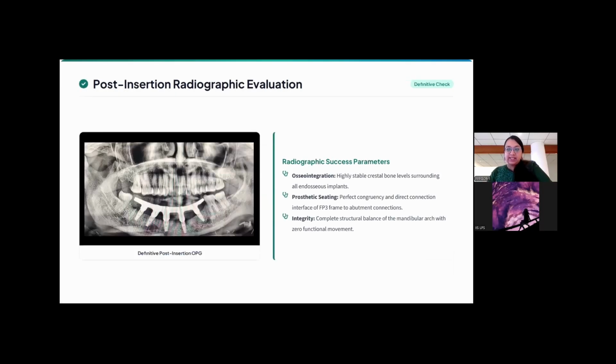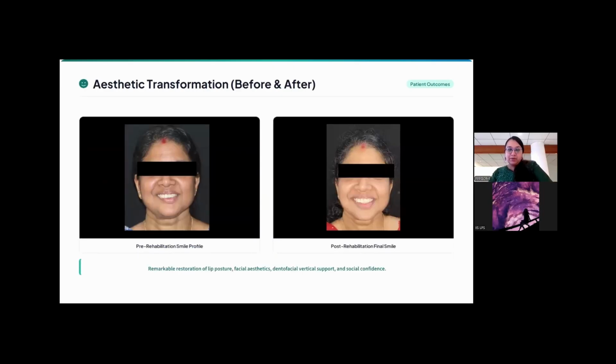As you can see, there is a highly stable crestal bone level seen around all the endosseous implants. And using the FP3 prosthesis, we are able to give a fixed prosthesis to the patient along with a stable and a longer life for the prosthesis. This was the pre-op and the post-op of the patient. The lip posture and the facial aesthetics were maintained. Plus, because of the marginal mandibulectomy, there was a reduction in the vertical support, which was also regained by this prosthesis.